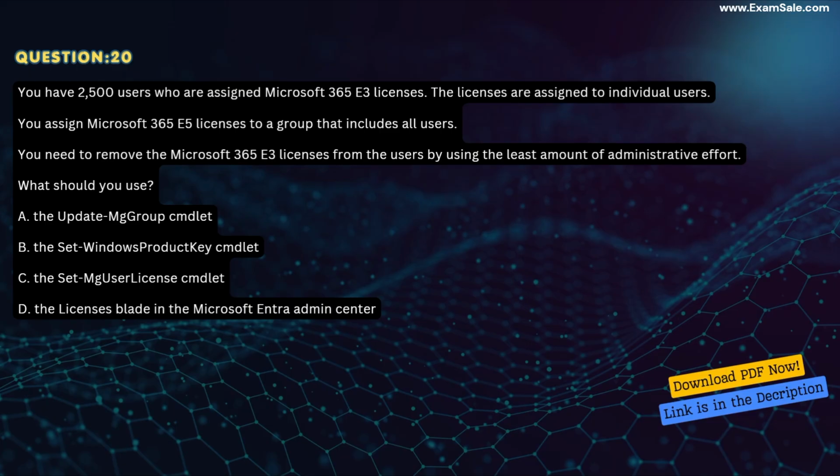Question 20. You have 2,500 users who are assigned Microsoft 365 E3 licenses. The licenses are assigned to individual users. You assign Microsoft 365 E5 licenses to a group that includes all users. You need to remove the Microsoft 365 E3 licenses from the users by using the least amount of administrative effort. What should you use? A. The Update-MgGroup cmdlet. B. The Set-WindowsProductKey cmdlet. C. The Set-MgUserLicense cmdlet. D. The licenses blade in the Microsoft Entra admin center.